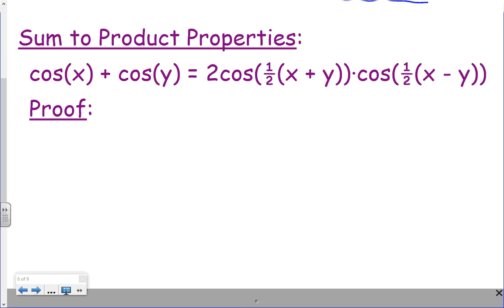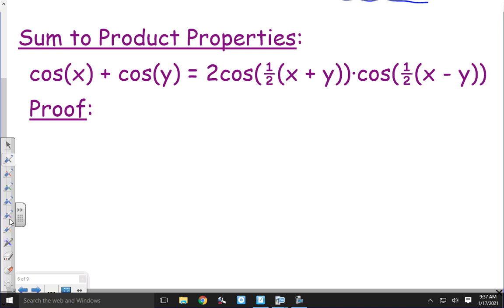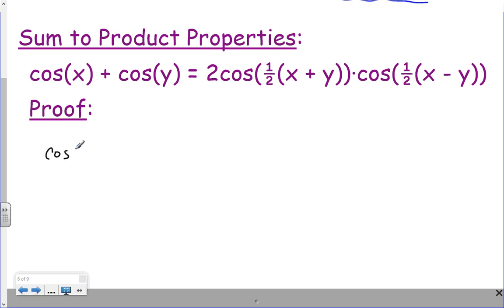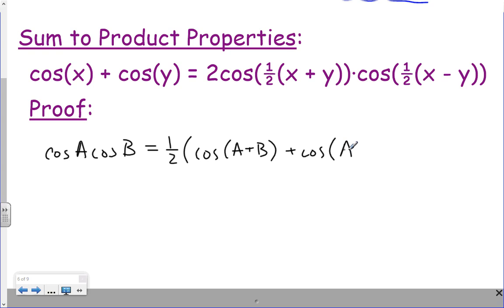All right, so let's just write down what our property is that we already have from a product to a sum. And let's do the substitution here. Let's write down our property that we already proved on the previous slides. Let's do the cosine of a times the cosine of b. And that was equal to, remember, 1/2 the sum of 2 cosines. So 1/2 the cosine of a plus b, and then plus the cosine of a minus b.